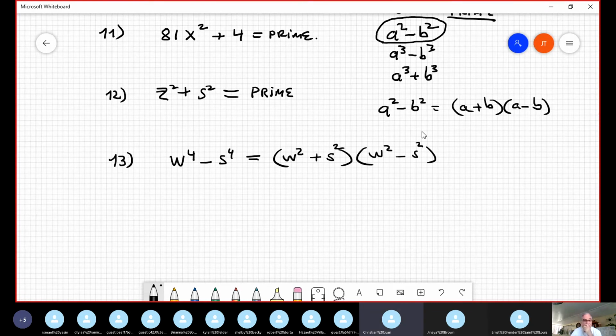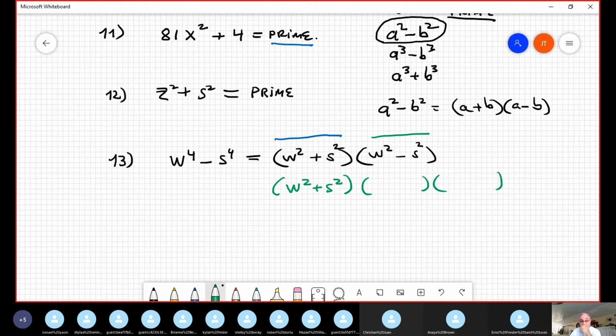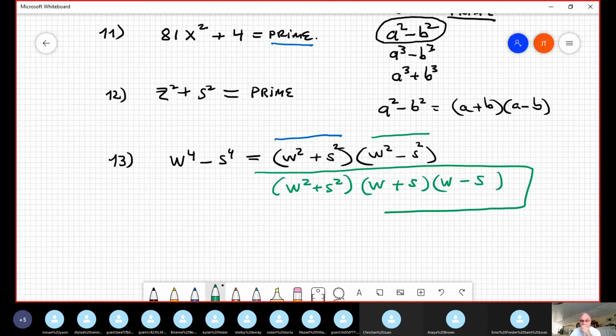Do we leave it like that, or do we continue working? We can continue. In this case, we have two pieces. The first piece is a sum of squares, which is prime, so we cannot do anything in that part. But in this part, yes, it's a difference of squares again. So this I copy exactly the same because it's a prime expression. But this one I break down like w minus x, w plus x, and it doesn't matter where you put plus or minus. And this is the final, completely factored.